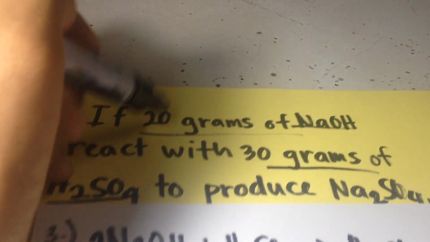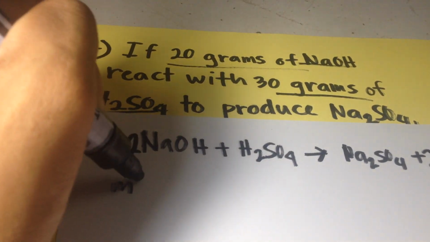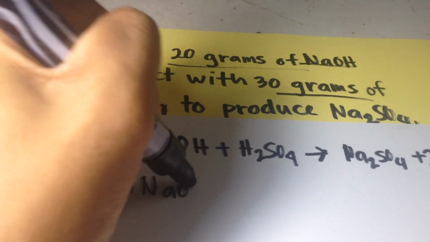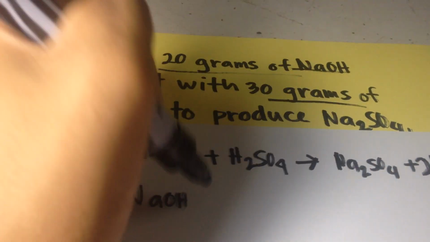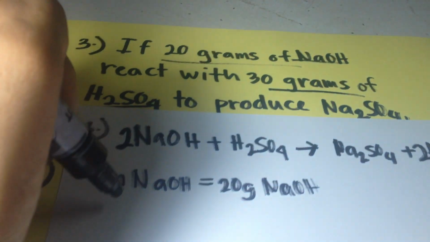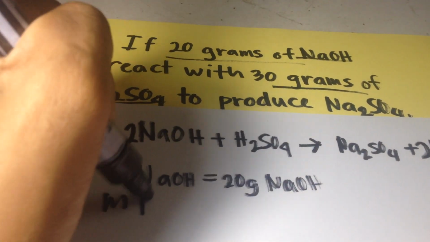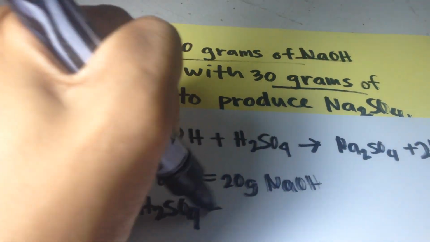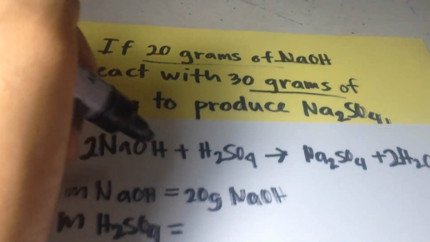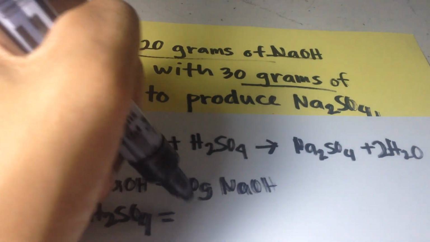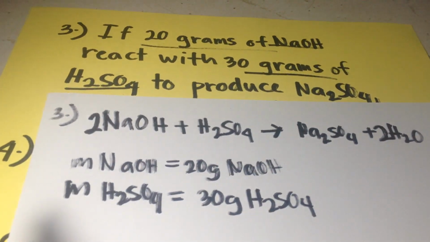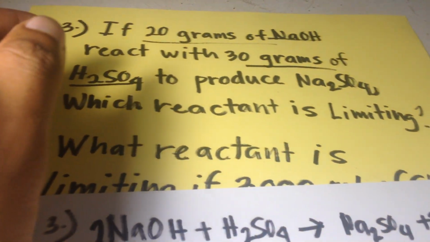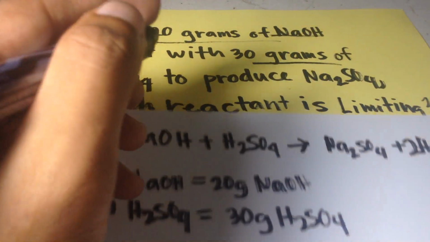sodium hydroxide here. So the mass of sodium hydroxide is equal to 20 grams of sodium hydroxide. And then the mass of sulfuric acid is equal to 30 grams of sulfuric acid. And then, which reactant is limiting?